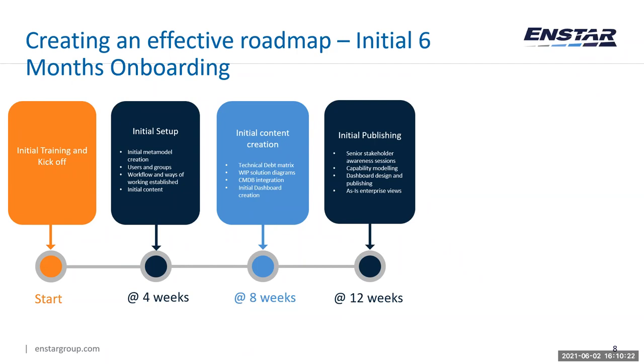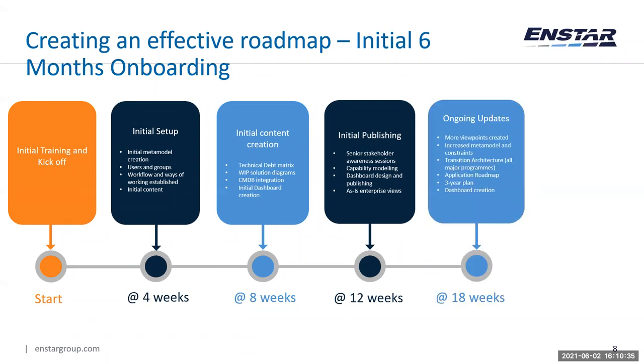Started to create our capability models, looking from level one down to level three and even level four. Creating more dashboards ready for publishing, and some high-level enterprise architecture views. Then as we started to increase the amount of content over a sort of four-month period, we started to onboard some of the existing work that we had done prior to adopting the tool, such as the application roadmap, three-year plan. And we started creating some traditional architecture diagrams, increased the meta model and the constraints between them, and creating more viewpoints.